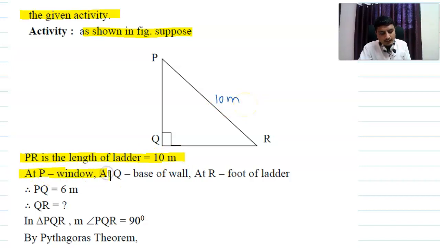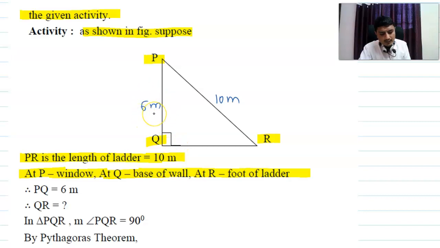At P we have the window. Q is the base of the wall, so the vertical wall is PQ. At R we have the foot of the ladder. So PQ equals, as per the given, 8 meters. That means the height of the window from the ground level.